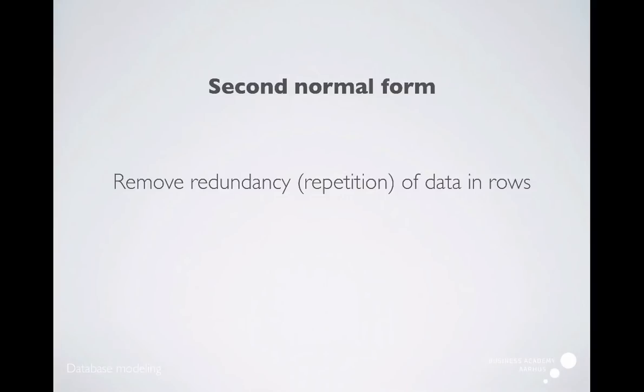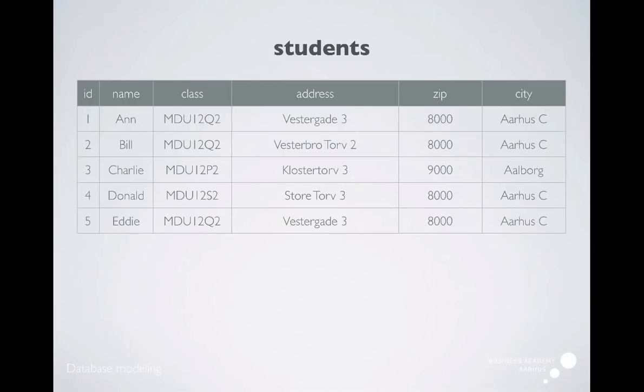The second normal form is about how to remove redundancy or repetition of data in the rows. And we need to do that because then we have a more efficient data structure, and it also makes it easier to make changes to the data. For example, in this case, we have MDU 12Q2 repeated in the class column, and that means if we want to change the 12Q2, for example if we misspelled it, then we have to go over all the rows and change them separately. So it would be more convenient and more secure quality-wise to put it into a different table, or different entity, and then reference this class. And I'll show you in a moment how it's done.